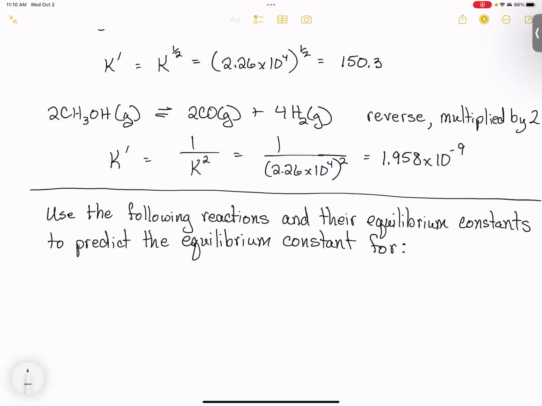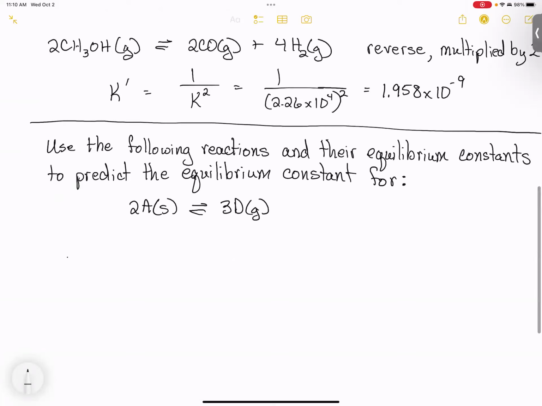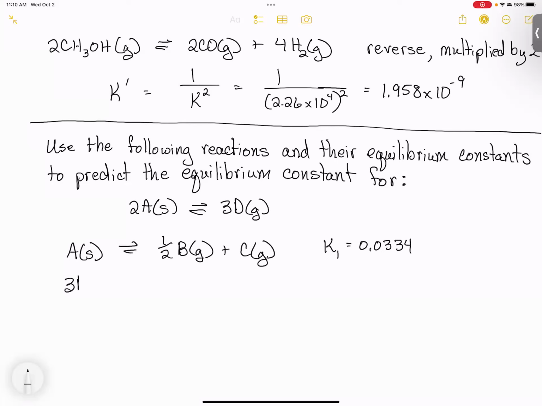2A solid going to form 3D gas. Our reactions that we are working with is A solid goes to form 1/2 B gas plus C gas with a K1 of 0.0334, and 3D gas goes to form B gas plus 2C gas with a K2 of 2.35.